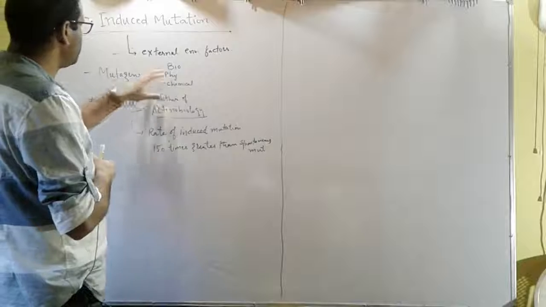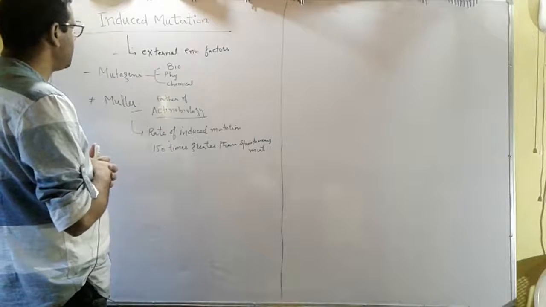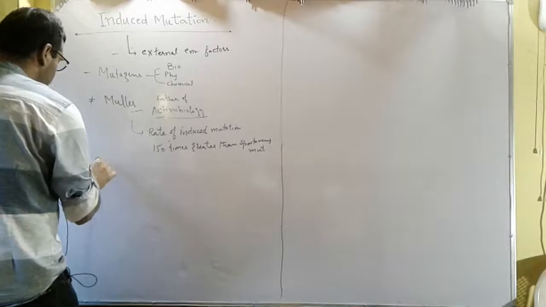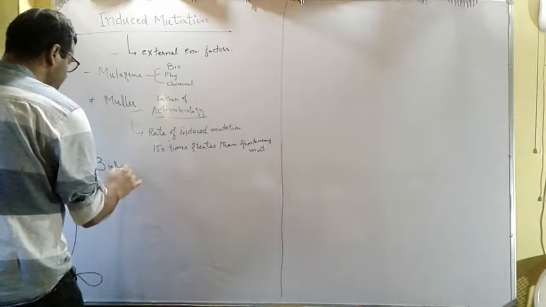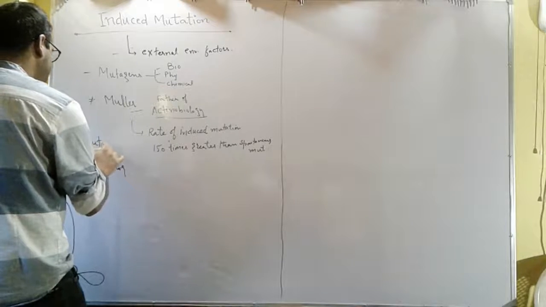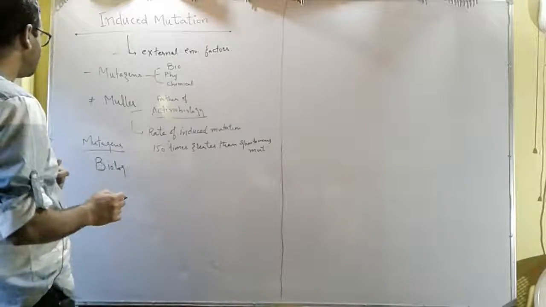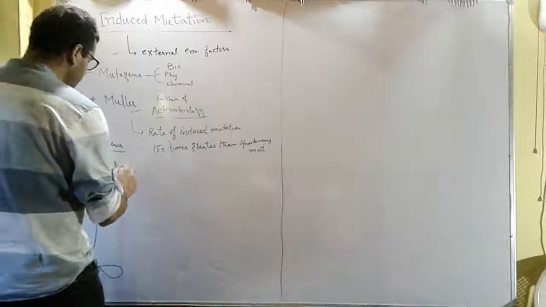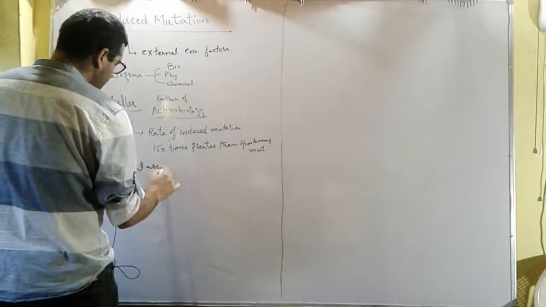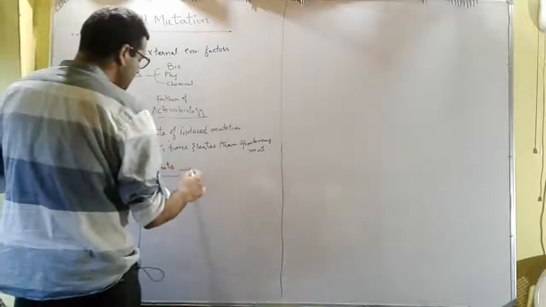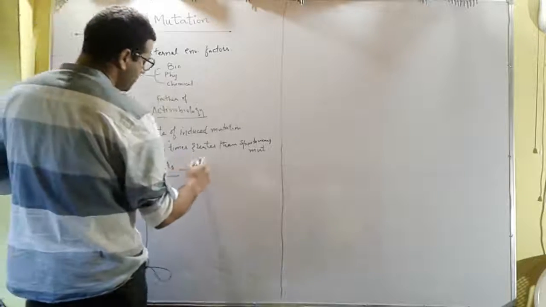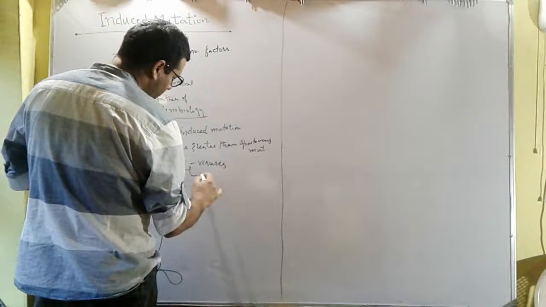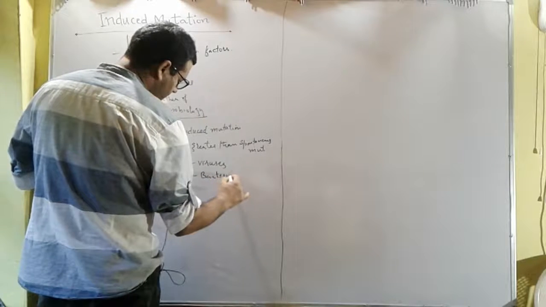So we have three types of mutagens: biological agents, physical agents, and chemical agents. We'll discuss one by one. Mutagens are agents that alter the structure of the DNA, and they are responsible for causing the mutation. So we have biological agents. Biological agents which are responsible for causing the mutation can be viruses, bacteria, and transposons.